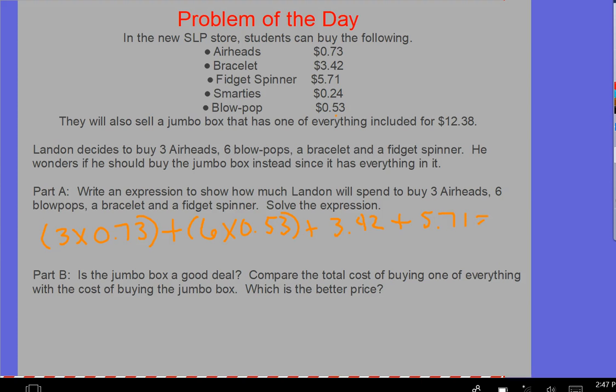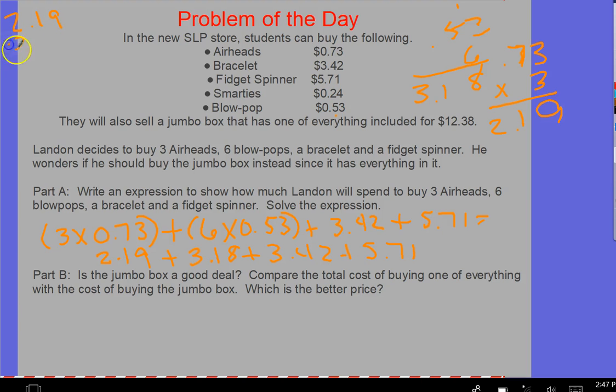So to solve that expression, I'm going to start out by multiplying and solving for inside the parentheses. So 3 copies of 73 is going to be $2.19. And 6 copies of 53 is going to be $3.18. And then I need to add in my other 2 amounts. I'm going to do that over here to the side.